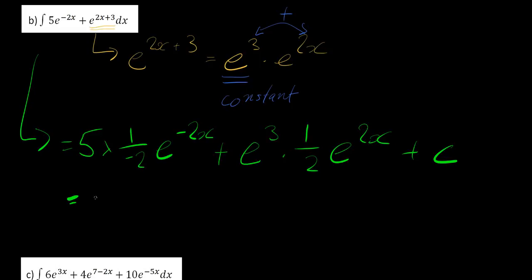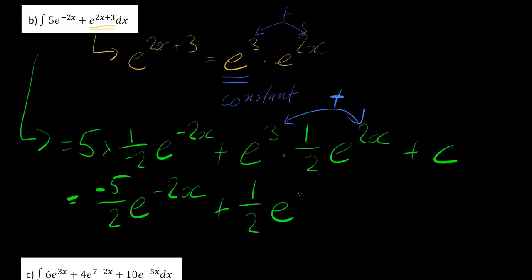So what we end up with here is negative 5 on 2, e to the negative 2x. And over here, you'll find that it doesn't really matter if you separate e to the 3 from e to the power of 2x plus 3. You notice how these are still multiplied by each other. You can still add these two indices together because you're still multiplying all 3 of these together: e to the 3, half, and e to the 2x. So we still end up with half times e to the 2x plus 3 plus c.